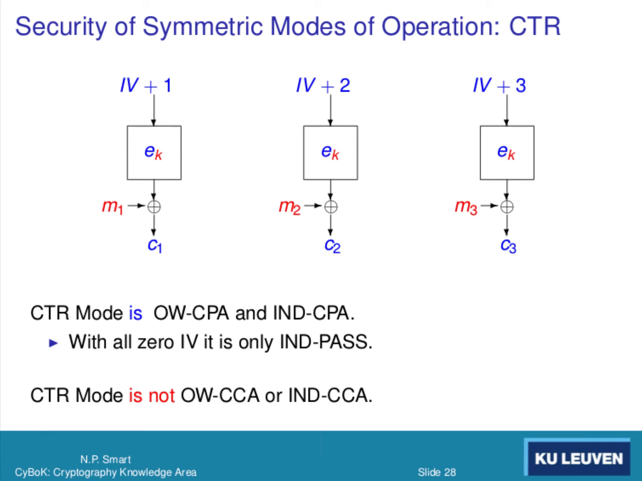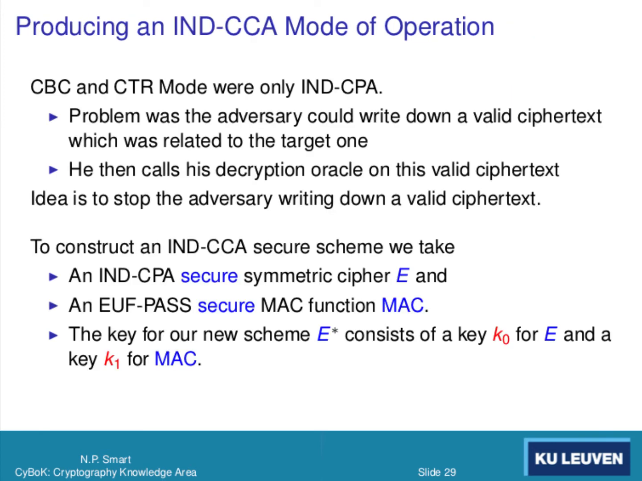So the real question is how do you take a mode like CBC mode or counter mode and turn them into a fully secure IND-CCA encryption scheme? The way we do that is we combine an IND-CPA symmetric encryption scheme, for example CBC mode or counter mode, with a MAC function to combine the two together.